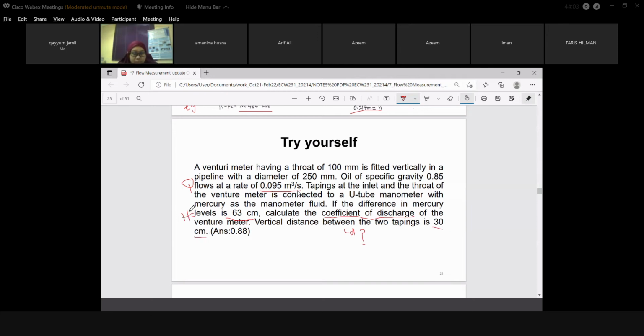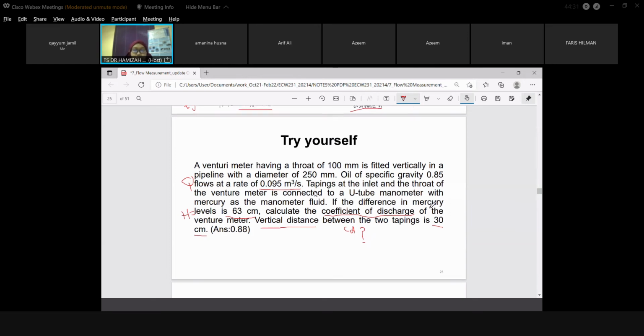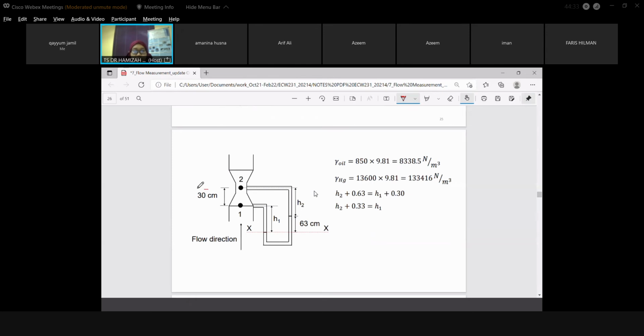This is the H level inside the manometer. 63. This one, the TCM ni apa? Okay, this the TCM is the Z. The vertical distance from point 1 to point 2. This one. Vertical distance from point 1 and point 2. Z. So the H is 63 kat sini.